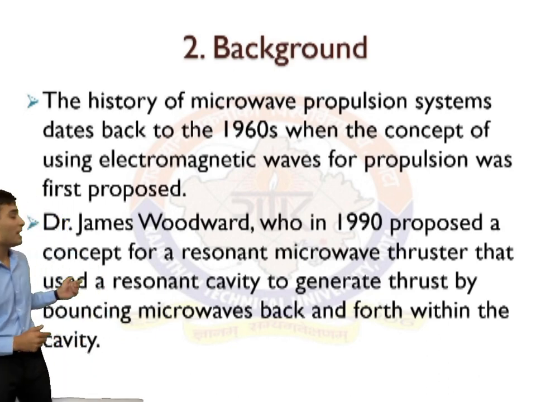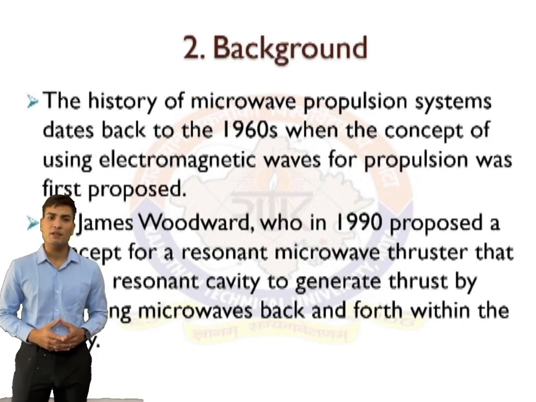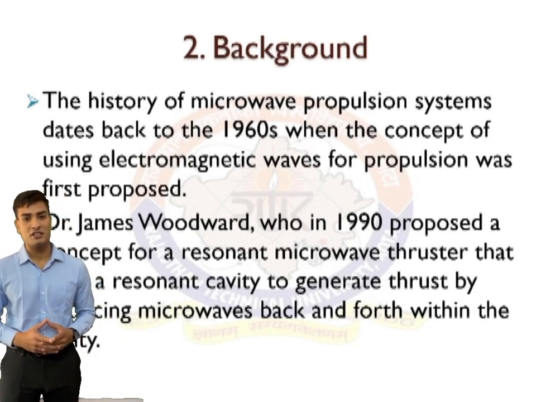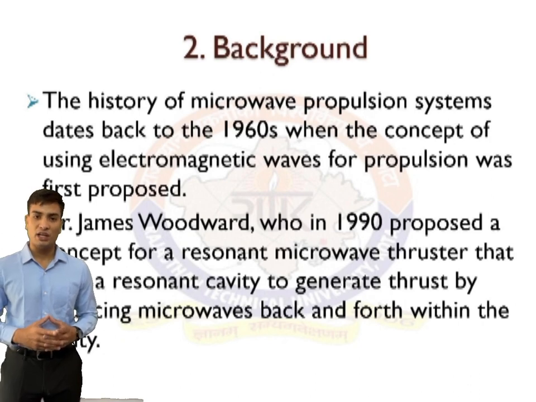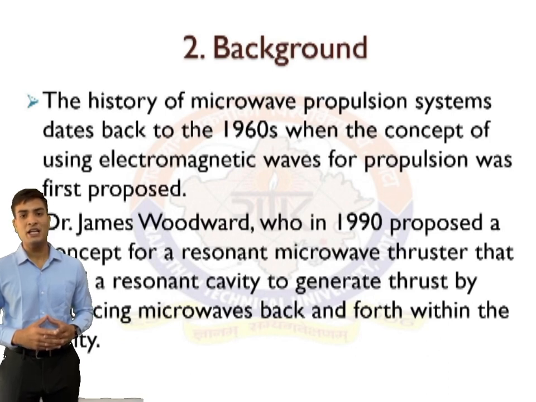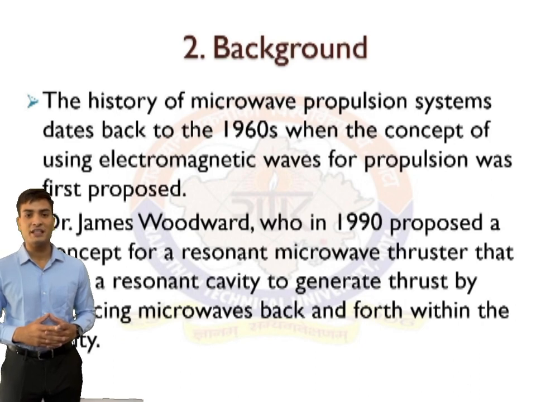Moving forward, when we have the background, the history of microwave propulsion system dates back to 1960s when the concept of electromagnetic waves for propulsion was proposed. However, it was not until the 1980s that researchers began to seriously investigate the potential of microwave propulsion. One of the early pioneers of this field, Dr. James Woodward, in 1990 proposed a concept of resonant microwave thruster that used a resonant cavity to generate thrust by bouncing microwaves back and forth within the cavity. He demonstrated this amount of thrust and published several papers on the subject.